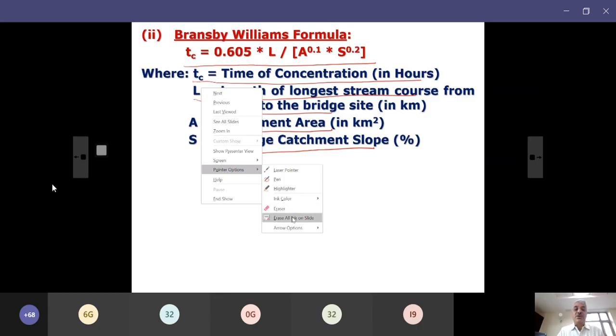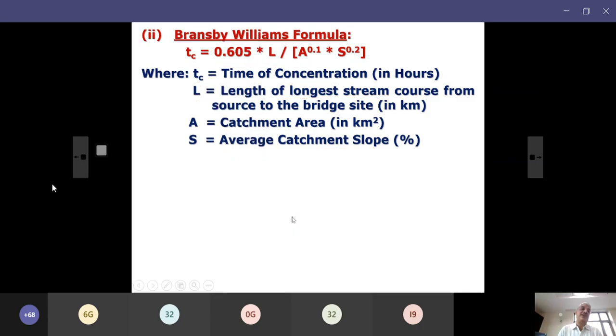So whether it is small catchment area or medium sized catchment area, catchment properties you have to determine first. There is no doing away with this step, and then you use the suitable methodology. So now using Bhatnagar or Brensby-Williams formula, we have calculated TC. So now left our task is R50 TC.